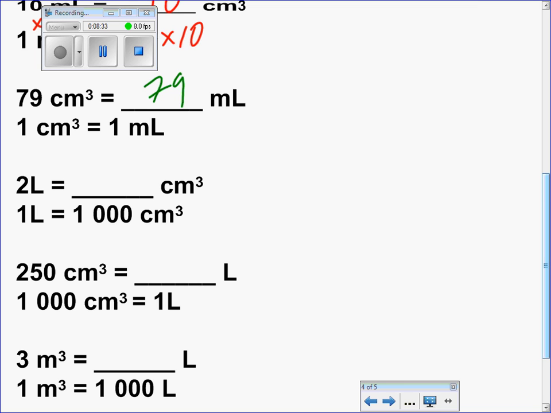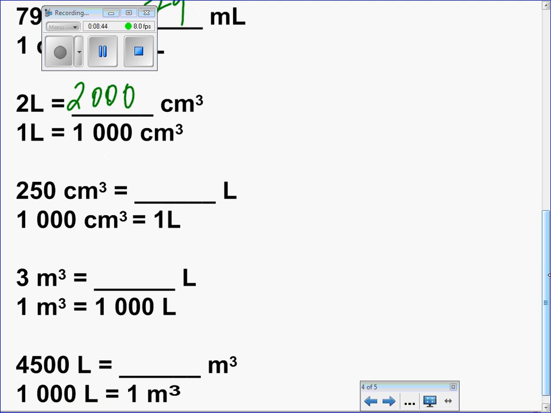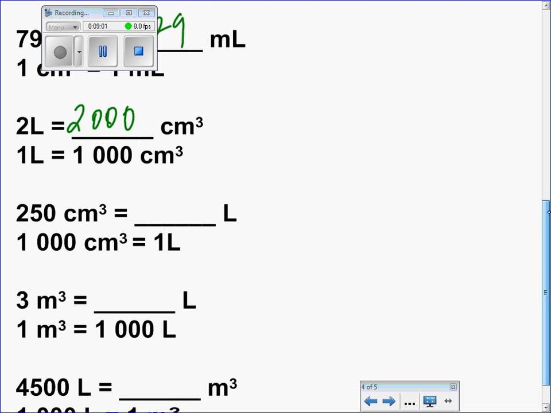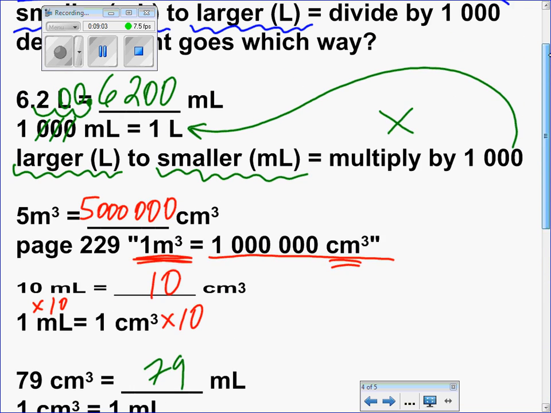79 cubic centimeters is how many milliliters? 79. 2 liters is how many cubic centimeters? 2,000. 250 cubic centimeters is how many liters? Well, if 1 liter is 1,000 cubic centimeters, am I going to divide or am I going to multiply? A smaller unit to a larger unit?